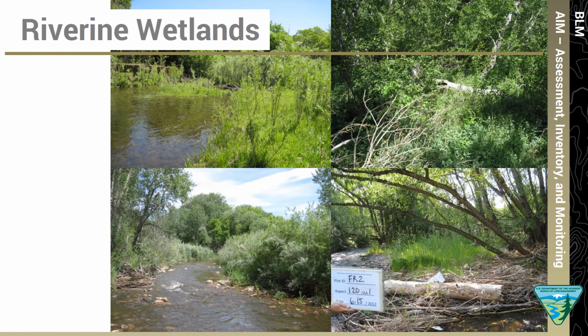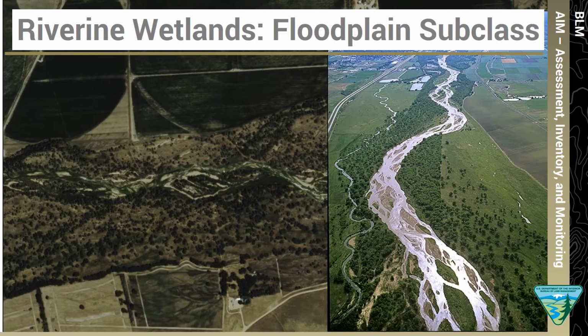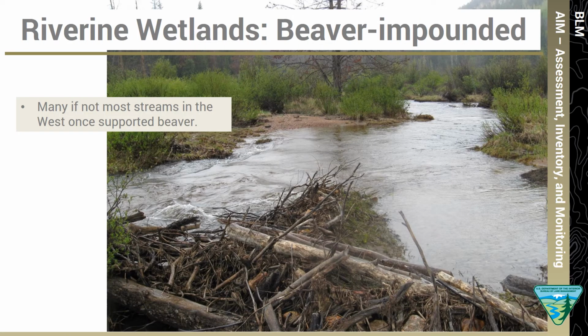The following slides show photos of riverine wetlands associated with river and stream systems. Some riverine wetlands are located in stream valleys that are narrow and confined, while others occur on broad floodplains. The floodplain subclass can be used for all riverine wetlands on large floodplains and even in riparian corridors without beaver influence. Beaver-impounded subclass can be used for riverine wetlands influenced by beaver. Many, if not most, streams in the West once supported beaver before widespread trapping in the mid-1800s.